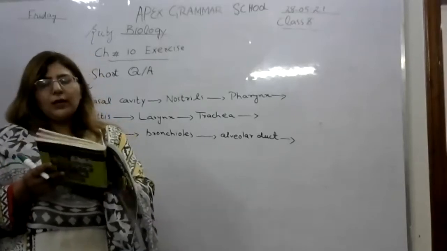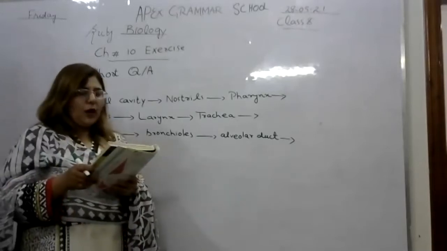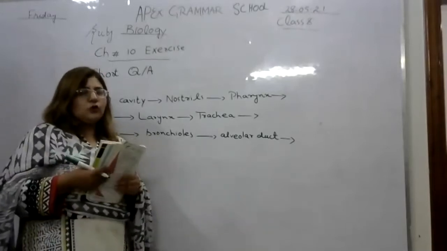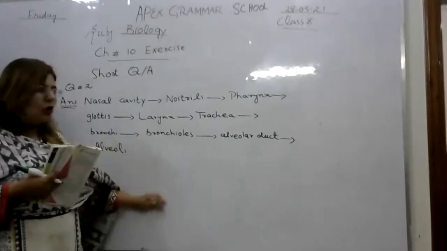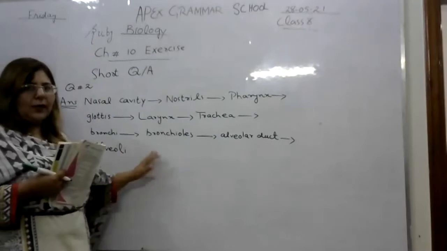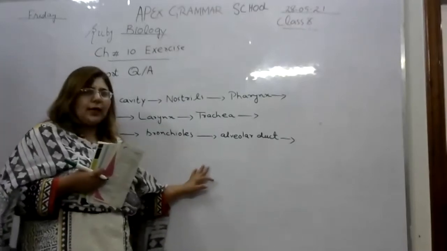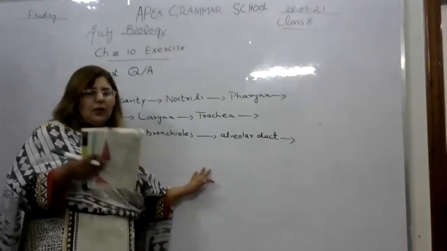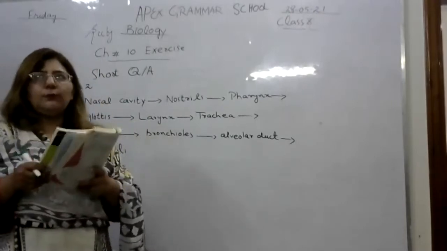Okay, so you will write the definition of how we should differentiate. You have to differentiate. You will make a column. In the first column you will write the definition of stomata, and in the second column you will write the definition of lenticels. Okay, I hope you have marked in your book.